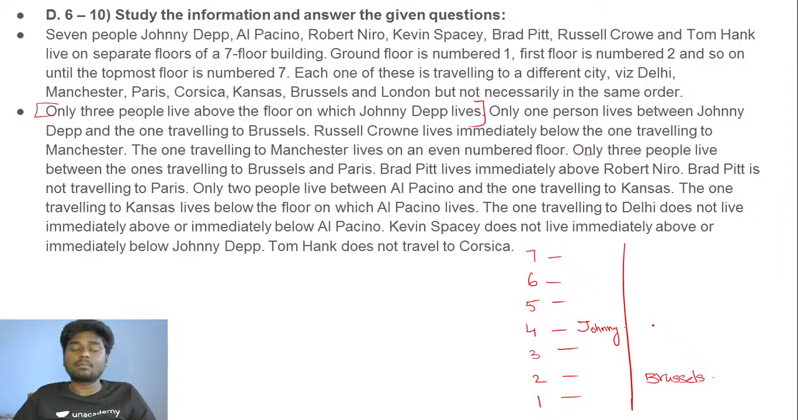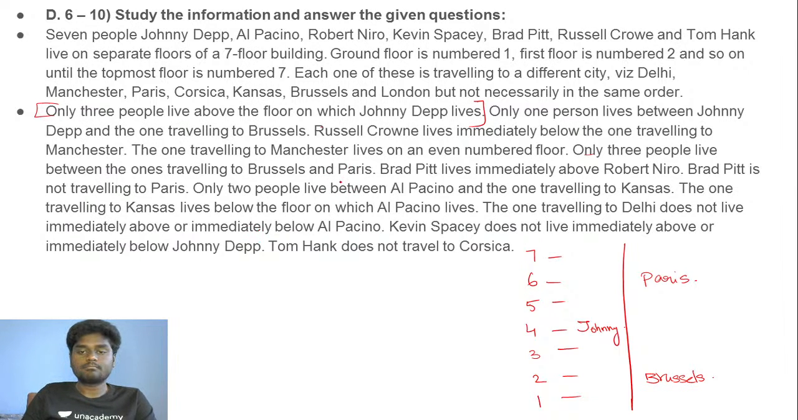And let's search for some other direct clues that we can get here and there. And yeah, only 3 people live between the ones traveling to Brussels and Paris. So definitely it's going to be what? If here it is Brussels, 1, 2, 3, so exactly at the 6th floor, it will be Paris. Right? So between the 2nd and 6th floor, that is between Brussels and Paris, you have 3 people living.